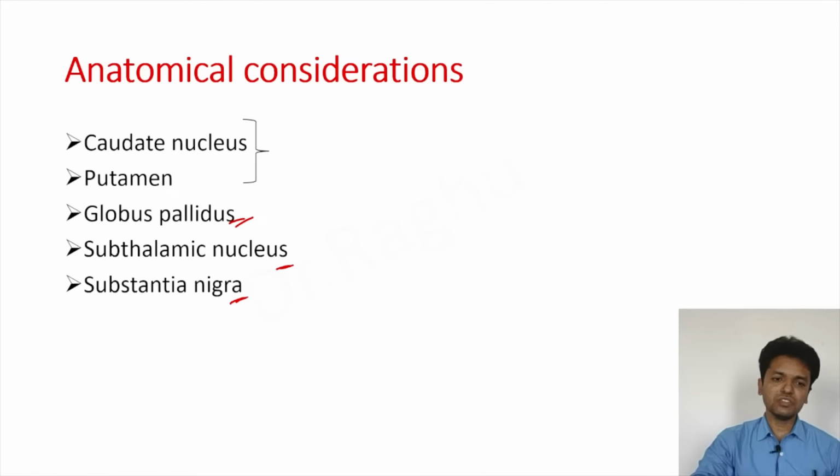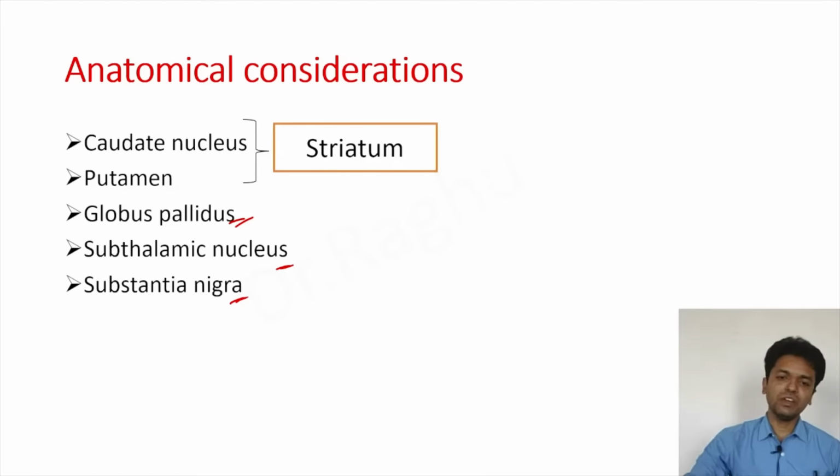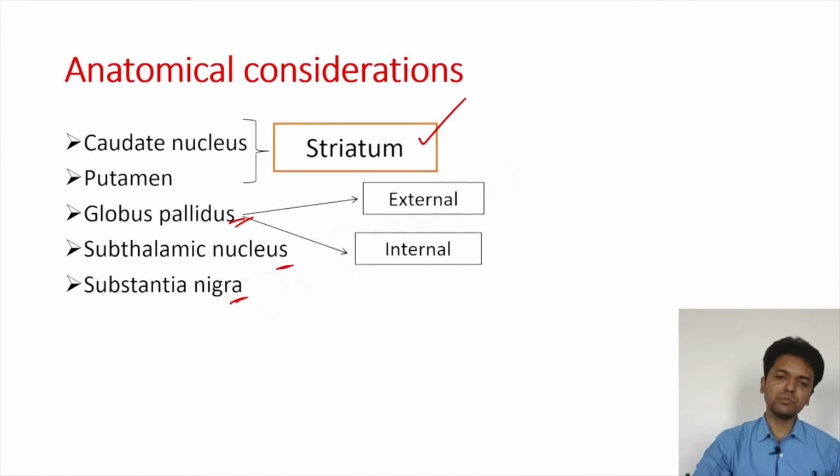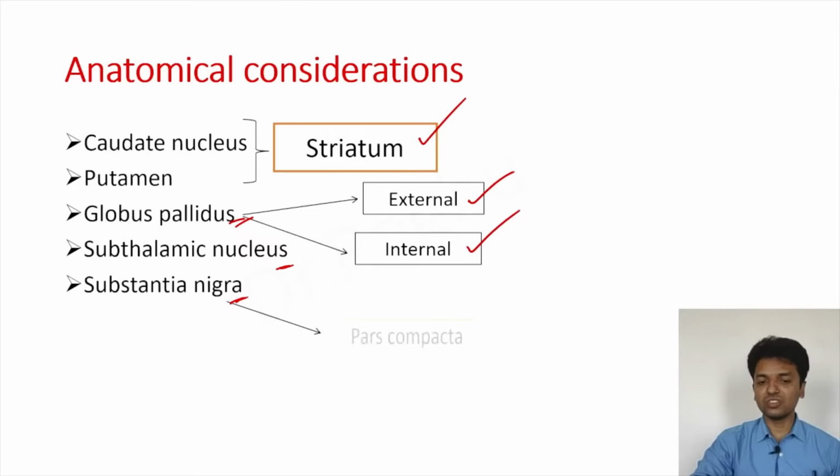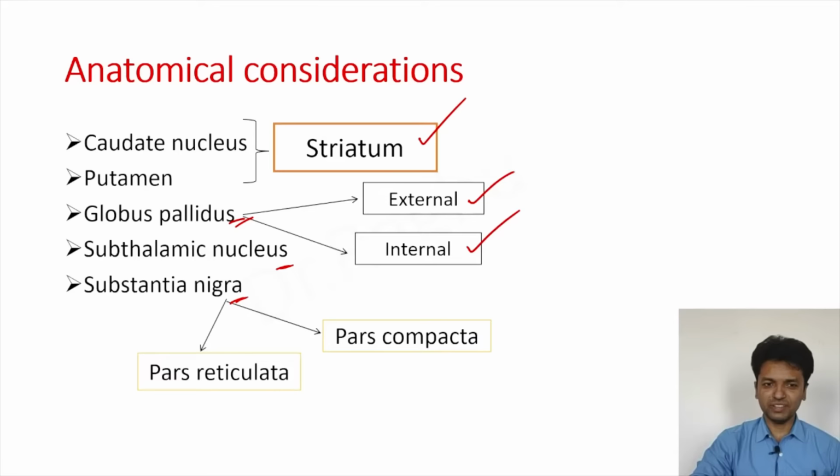Then a combination of caudate nucleus and putamen is what is called striatum. And then the globus pallidus is further divided into 2 parts. One is an external portion of the globus pallidus, another one is an internal portion of the globus pallidus. Similarly, substantia nigra is also divided into 2 parts. One is called the pars compacta, another one is called the pars reticulata. So these are the 5 anatomical subdivisions of the basal ganglia.